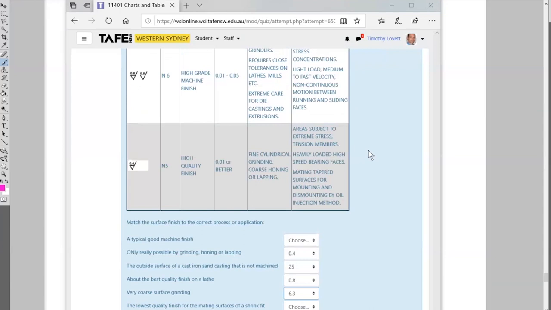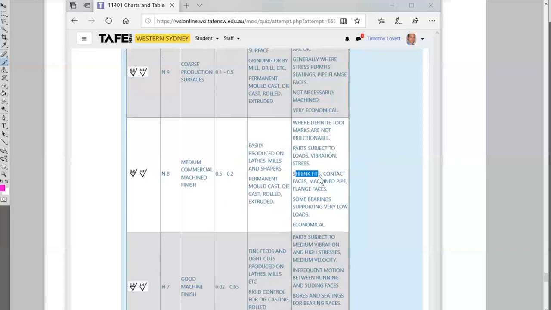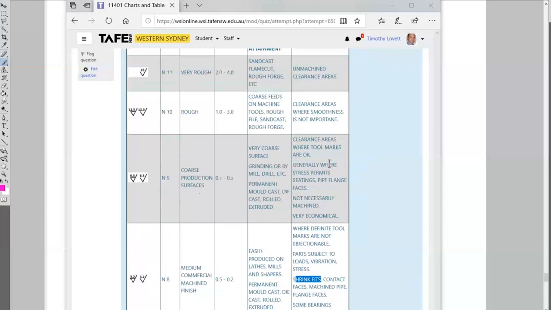Lowest quality finish for making surfaces of a shrink fit. So this is the worst you're allowed to go for a shrink fit. There's a shrink fit there. Of course, you can do a shrink fit with a 0.4 if you like. That's fine if you want to pay for it.